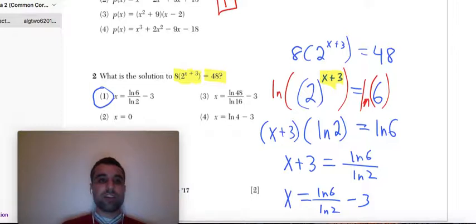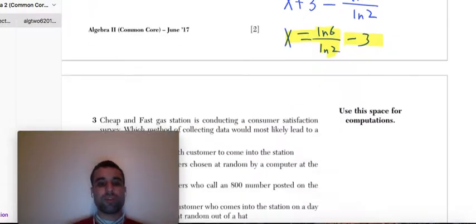Natural log 6 minus natural log 2. I'm sorry, natural log 6 over natural log 2 minus 3 is equal to x. All right, so we got that right there. That's it. We could use the calculator to confirm a few different ways, but don't worry about it. Let's go to number 3.